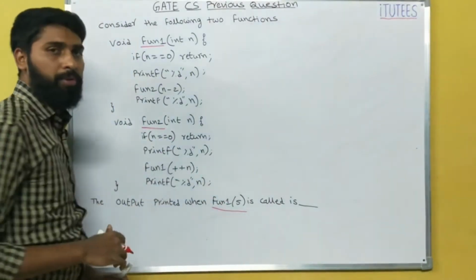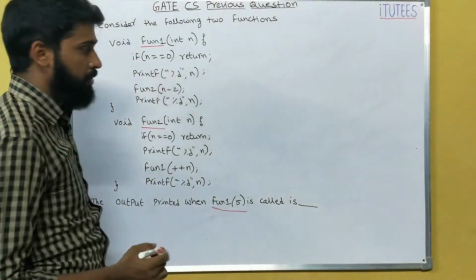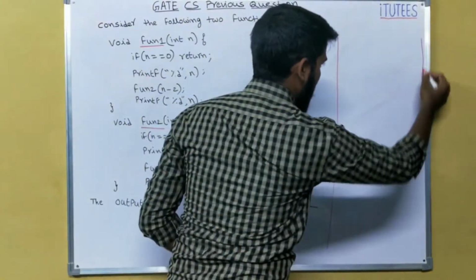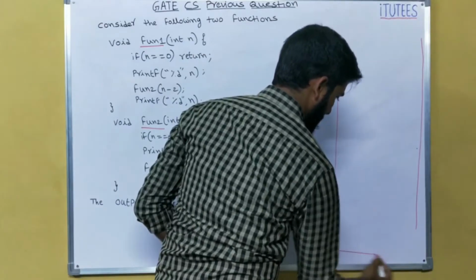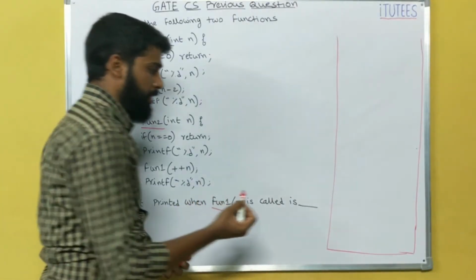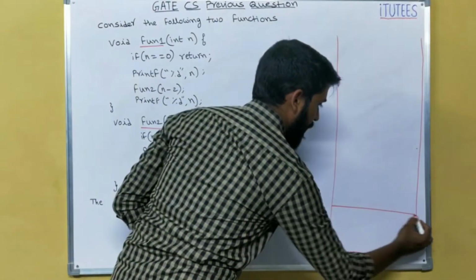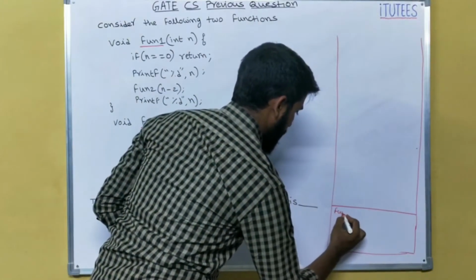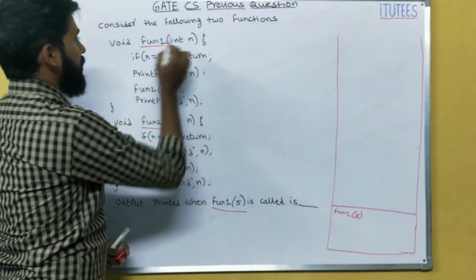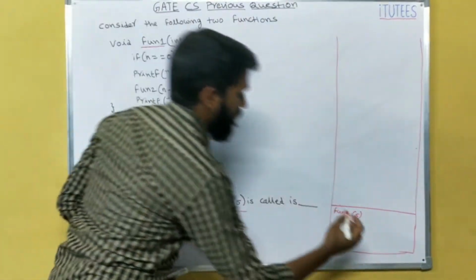So what is the output? Function 1 of 5. Let us assume this is the memory. What is the function call? The function call is function 1 of 5. That means this function call is invoked. What is the n value?